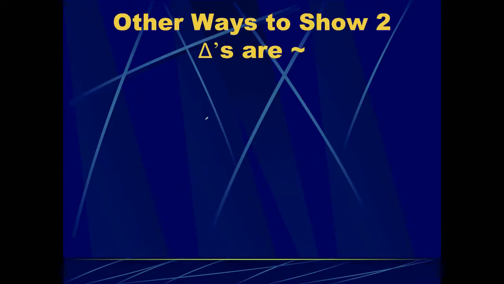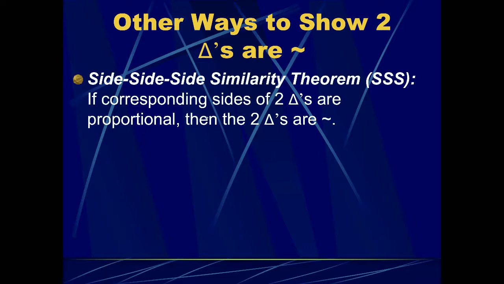So there we have it. There's two other ways to show triangles are similar. The side-side-side similarity theorem, we use SSS. We just differentiate between the two because one's talking about similar triangles, the other one's talking about congruent triangles. So if corresponding sides of the two triangles are proportional, then the two triangles are similar. That means we need to show three ratios there and make sure all those three ratios are the same.